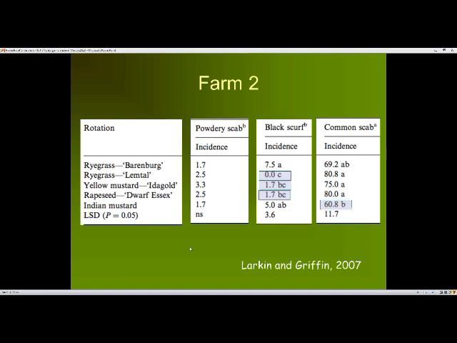So in farm number 2, powdery scab was not important on this farm. Instead, common scab was, but we saw a somewhat similar result here, where this particular ryegrass was suppressive, as well as yellow mustard and rapeseed of black scurf, but Indian mustard, again, didn't suppress black scurf, whereas Indian mustard did suppress common scab, which is what's present in this field.